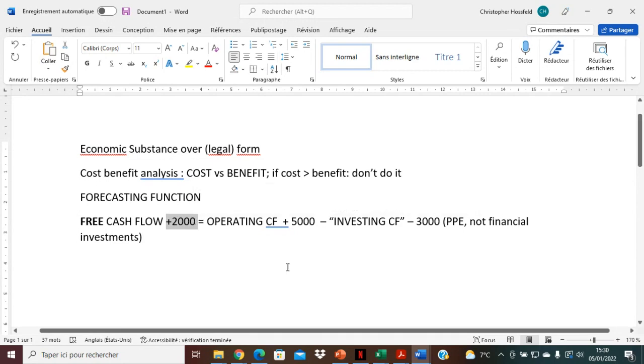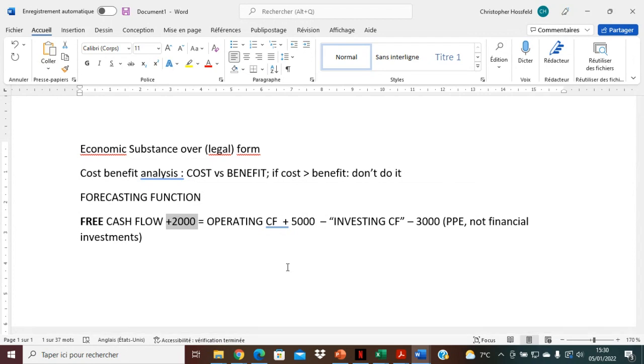What can I, or what must I do with the 2,000 that are left over? So I paid all my operations, I paid all my suppliers, I paid all my investments, and after this there's still 2,000 in the bank. But what else do I need to pay? Potentially. That's the free cash flow form.